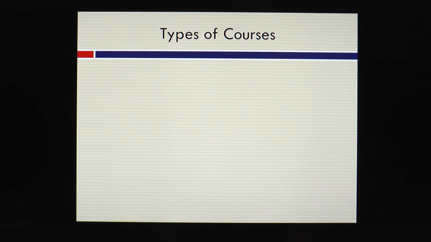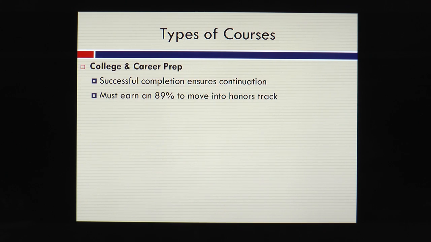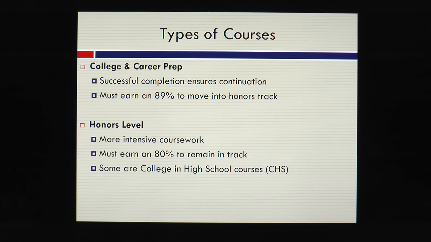Moving on. Types of courses are going to be important. So as you consider which level course I should take, it's important to know what levels are out there and available. The first would be college and career prep, at one point in time identified as CP. Successful completion of a prior course ensures continuation. You must earn a minimum of an 89% if you're currently considering moving up from the college career prep, moving up to an honors curriculum course. So therefore, that would be the prerequisite. You must maintain a minimum by the end of the third quarter, an 89% average.